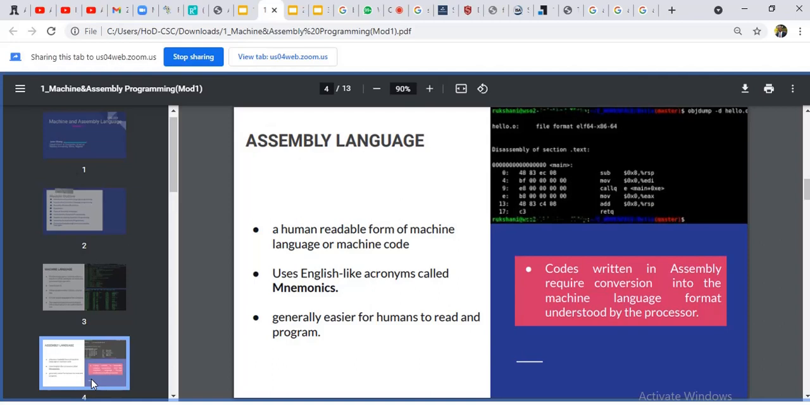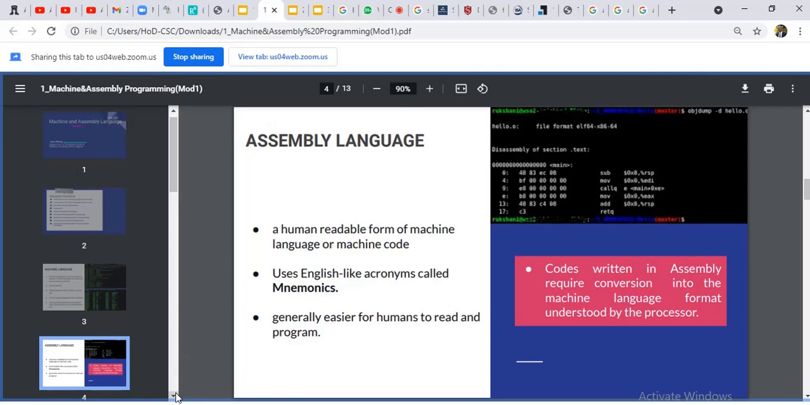Code written in assembly language requires conversion into machine language. So there is a need for a translator, a converter, to change whatever a programmer writes in assembly into a machine equivalent.